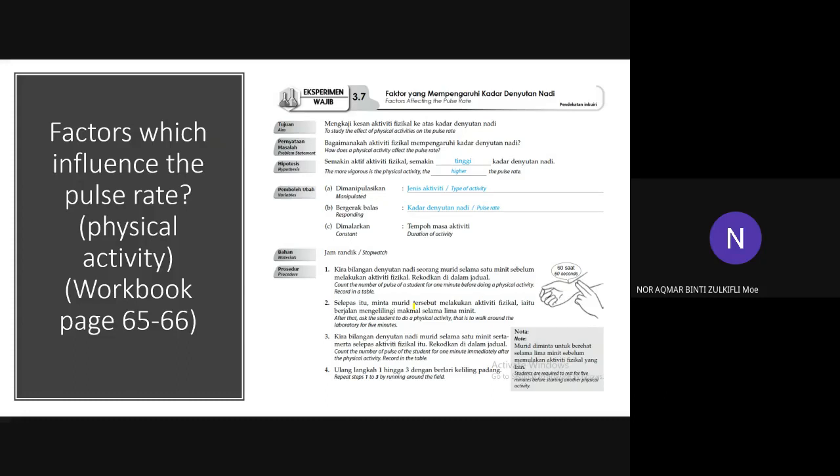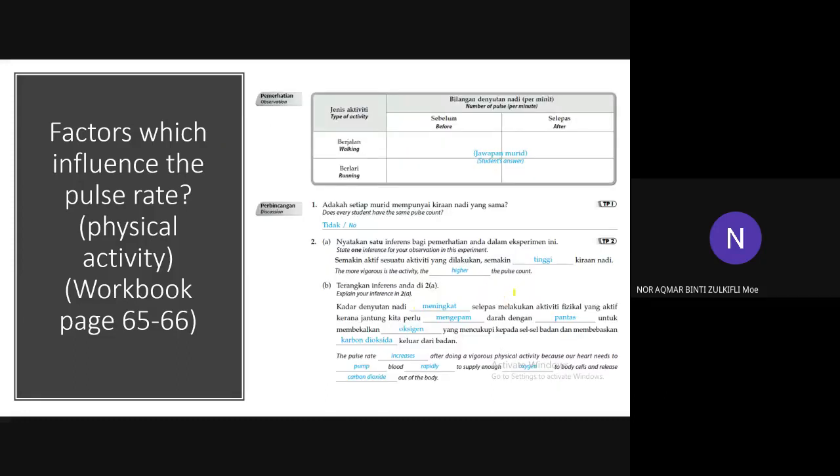Okay, so you must record your number of pulses per minute when you are walking or running. Okay, so please complete this task.